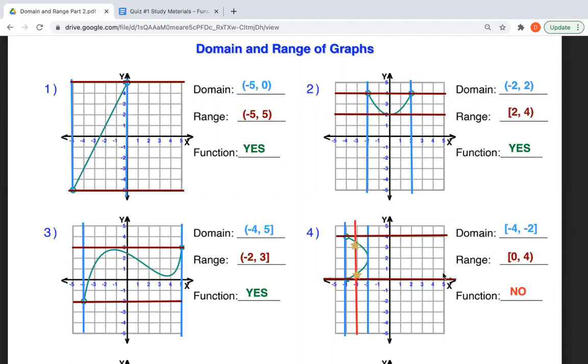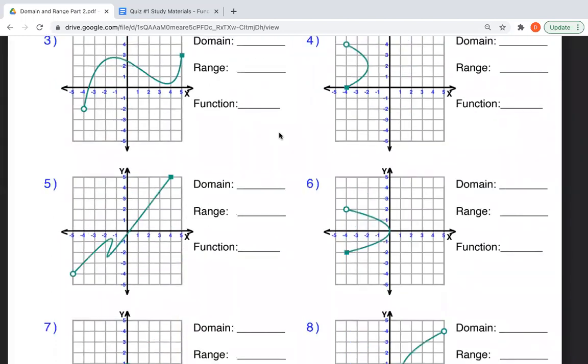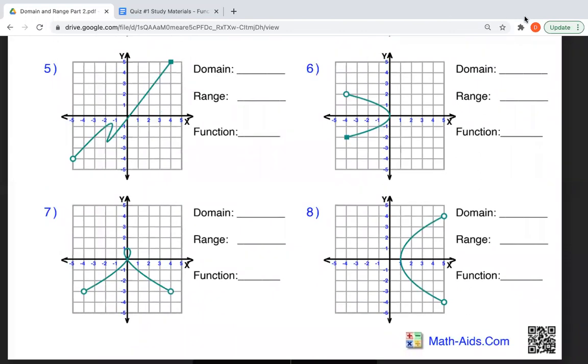Let's take a look at 5 through 8 now. I'm going to start off with identifying why these all are not functions. For 5, it was almost a function. But if I draw a vertical line right there, it passes through that vertical line here, here, and here at 3 different spots. So this one is going to be a no.